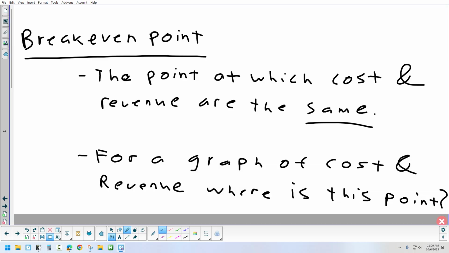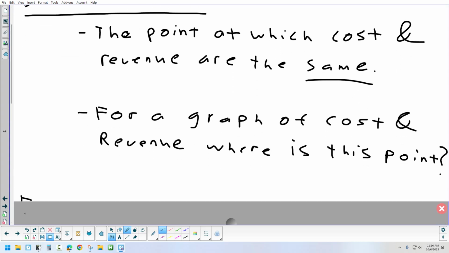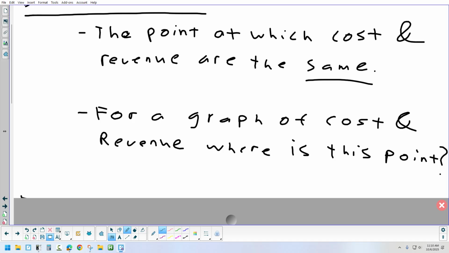So we already kind of pointed that out. If you're looking at a graph of cost and revenue, where is the break-even point? It's where the two lines intersect. So for a graph of cost and revenue, where is this point? It's where the lines intersect.